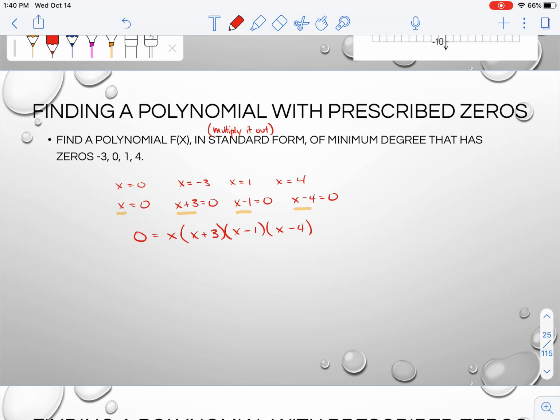Now, if my question had asked only to find a polynomial function, and if it didn't have the words in standard form, you would be done at this point. But because I put the words in standard form, I've implied I want to multiply it out. Now I must do this in a couple of steps, right? I'm going to multiply the first 2 polynomials together, and then I'm going to multiply the second pair of polynomials together. Okay?